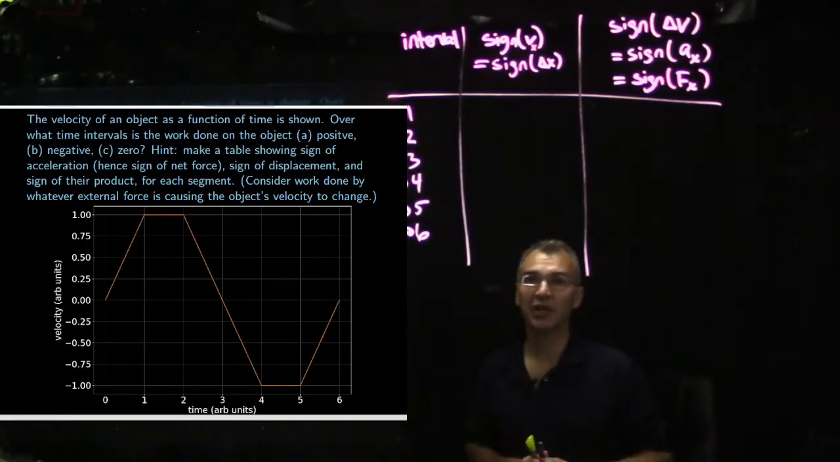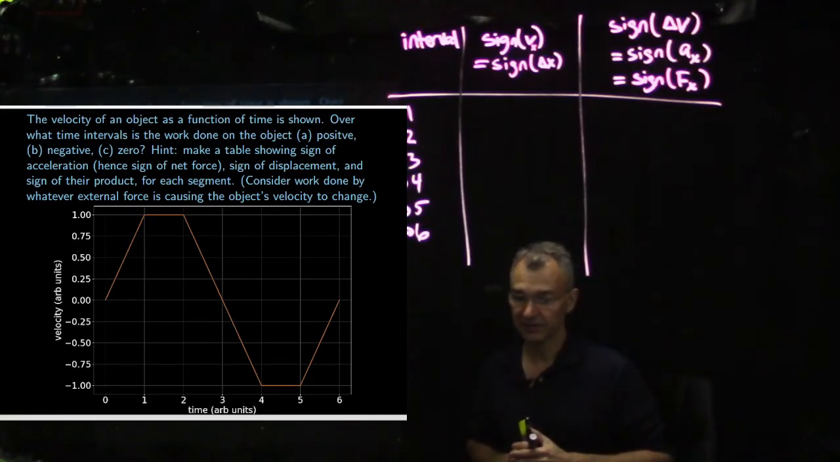The velocity of an object as a function of time is shown in the graph. So it's like the x component of velocity on the vertical axis and time on the horizontal axis. Over which time intervals is the work done on the object by whatever external force is accelerating the object positive, negative, or 0? Hint: make a table showing the sign of acceleration, which therefore is the sign of the net force, and the sign of the displacement, and the sign of their product for each segment.